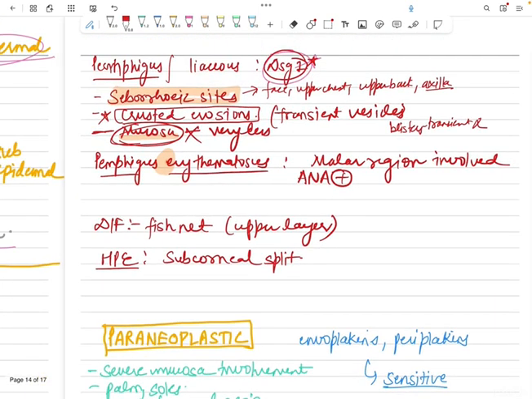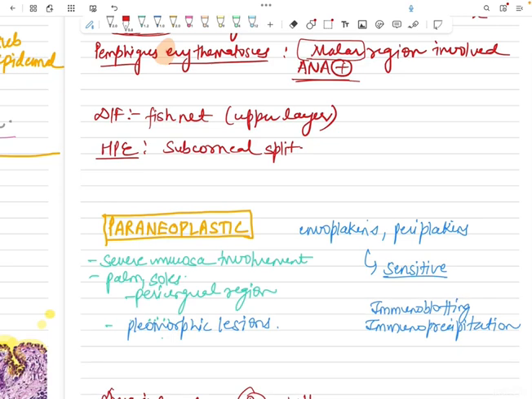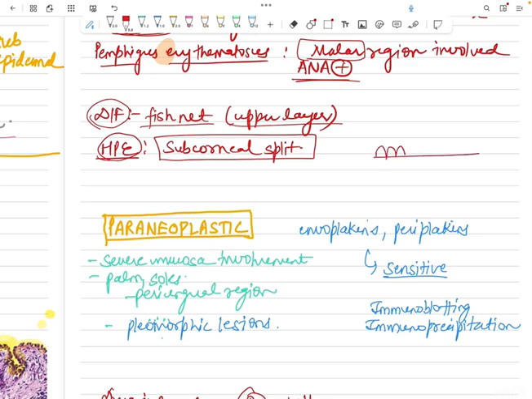So basically there will be malar rash. The malar region will have these crusted erosions, and ANA is also positive. This you must remember. What is the DIF? Again, it will be fishnet pattern, but in the upper layer, same as pemphigus vulgaris. And histopathology will have a subcorneal split. What is subcorneal? So this was the basal layer. We had another layer of the epidermis here, but we have stratum corneum at the topmost, and the split will be just below the stratum corneum, right?